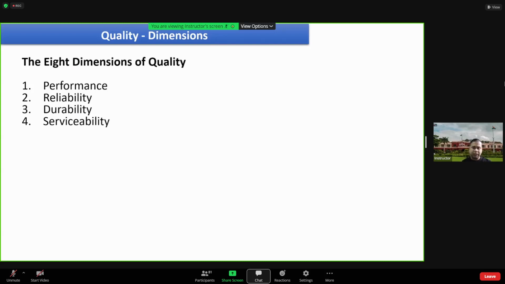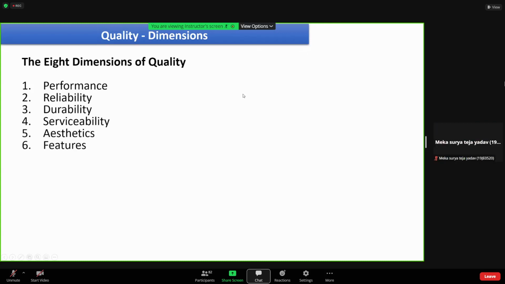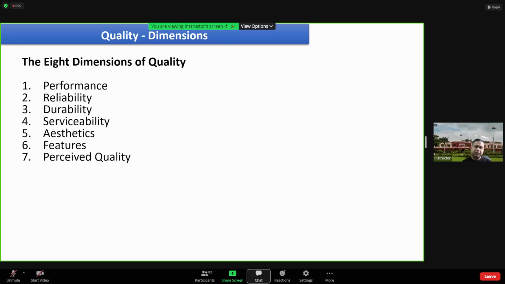Another important dimension, not for all maybe, but for many, is the aesthetics, how the product is looking. So aesthetics is also one of the important dimensions for many people. Then features, how many features are there, whether the desired features are there or not. Perceived quality, which means how well we are perceiving the product.